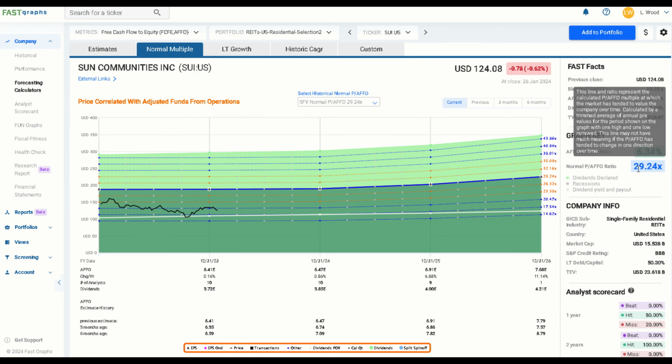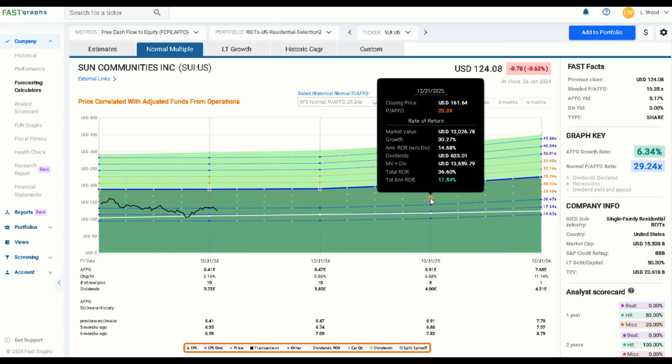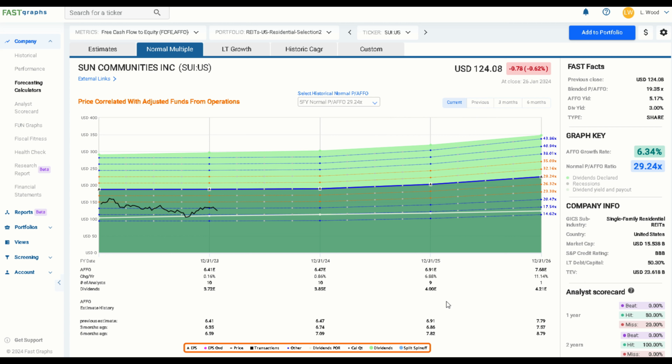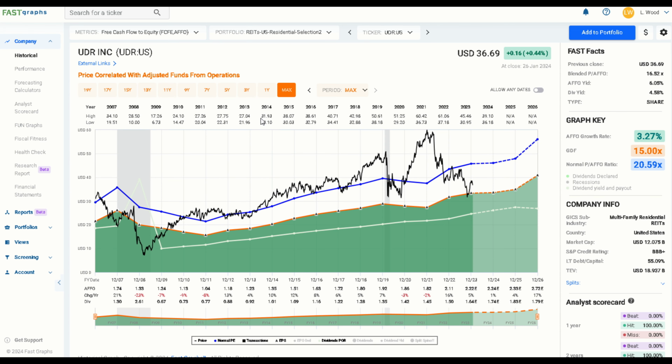Forecasting calculators, the normal price to AFFO ratio of 29 times I think is quite elevated. If I take this down to about 23 times, which I think is still elevated, we're talking about a 17.5% annualized rate of return, but we can also see here some really big revisions downward in terms of the AFFO from the analysts. But for 2025, they are expecting a reasonable increase here in the AFFO. So that could be an option, but again, I'm not 100% sure I feel comfortable with this long-term debt to capital ratio.